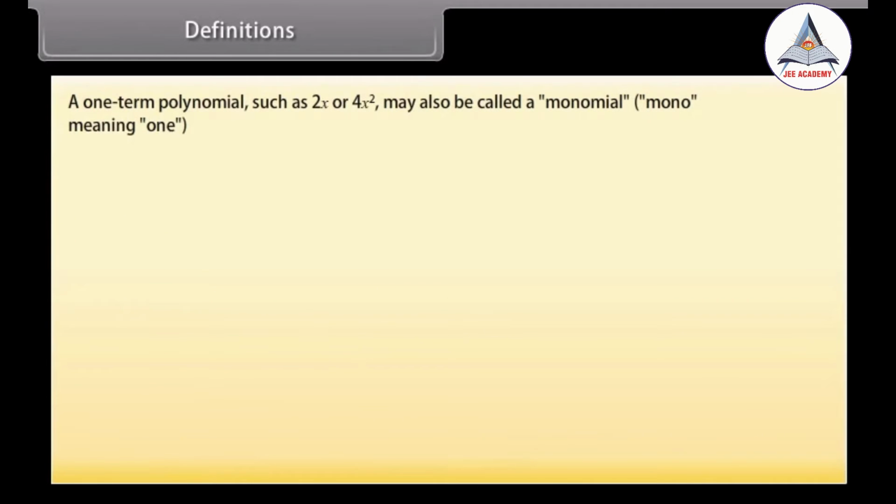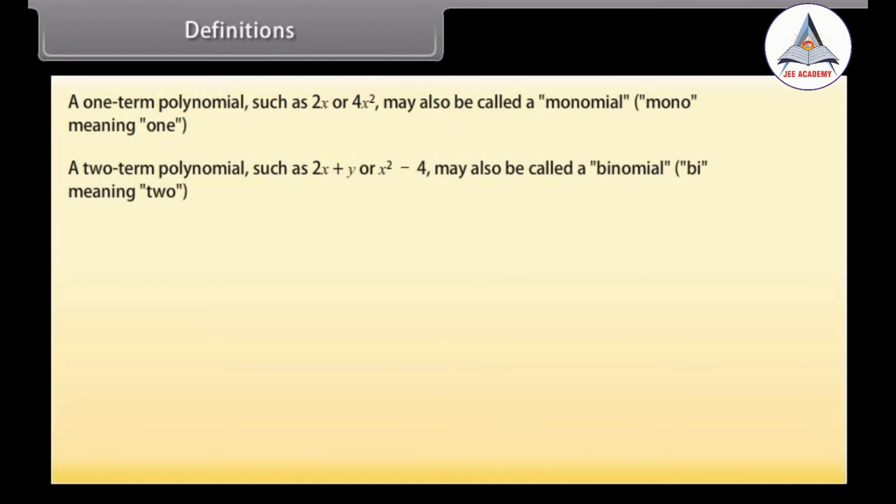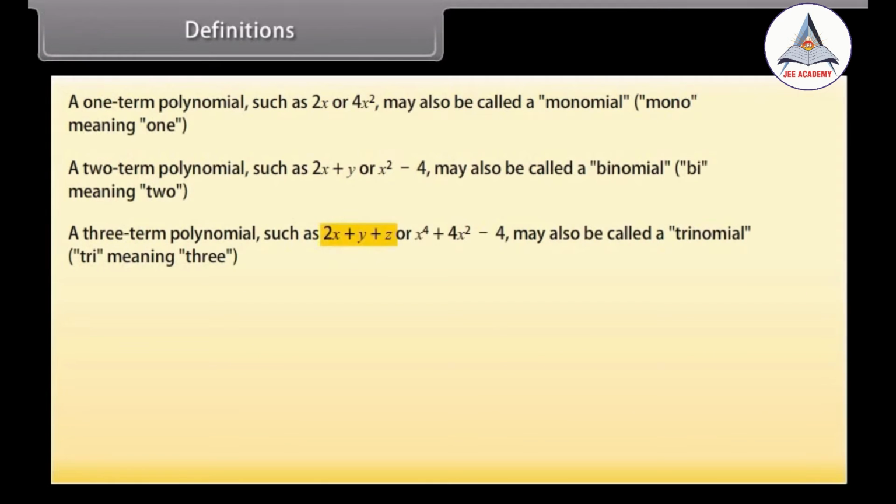A one-term polynomial such as 2x or 4x square may also be called a monomial, mono meaning one. A two-term polynomial such as 2x plus y or x square minus 4 may also be called a binomial, bi meaning 2. A three-term polynomial such as 2x plus y plus z or x raised to the power 4 plus 4x square minus 4 may also be called a trinomial, tri meaning 3.